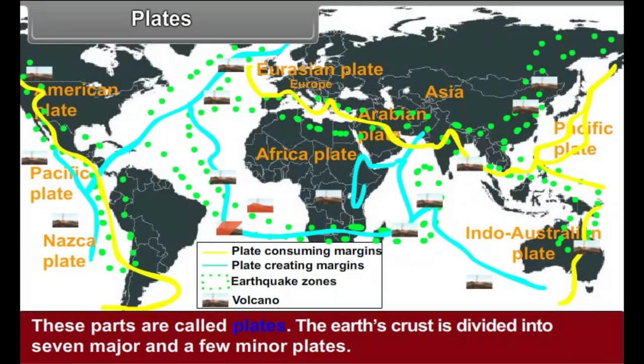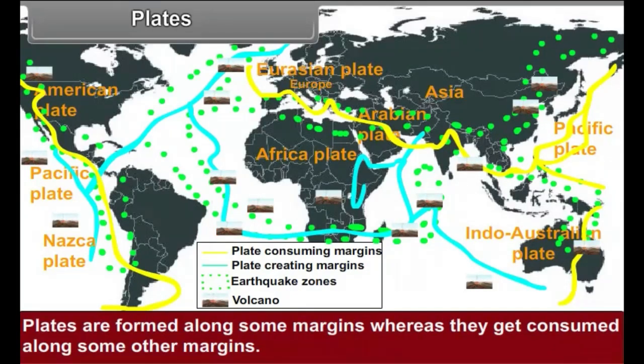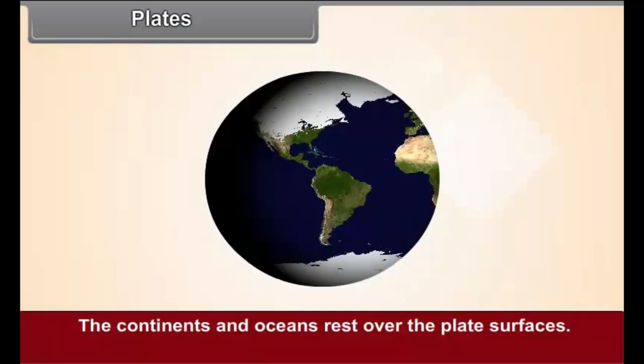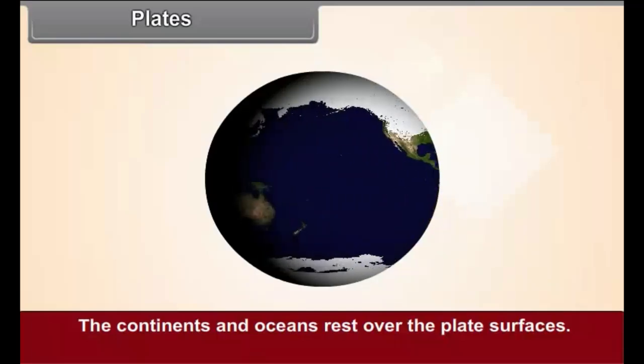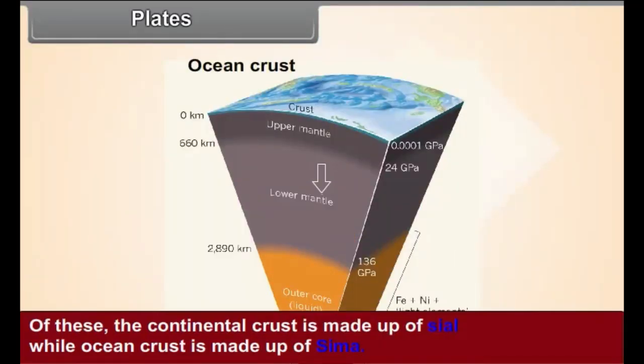The earth's crust is divided into 7 major and a few minor plates. Study figure 6.5 and make a list of the plates shown. Plates are formed along some margins, whereas they get consumed along some other margins. The continents and oceans rest over the plate surfaces. Of these, the continental crust is made up of Sial, while the ocean crust is made up of Sima.